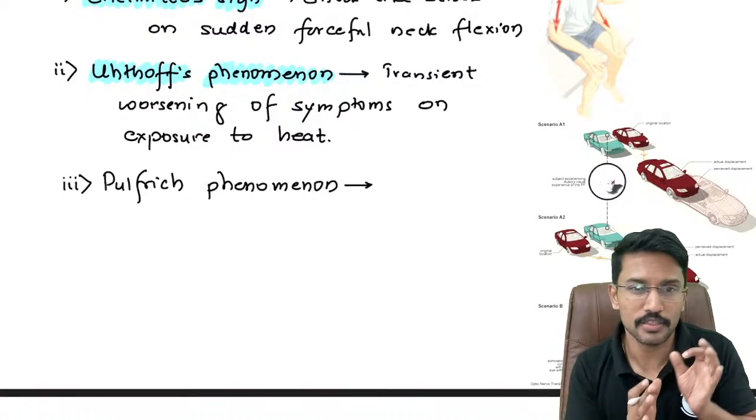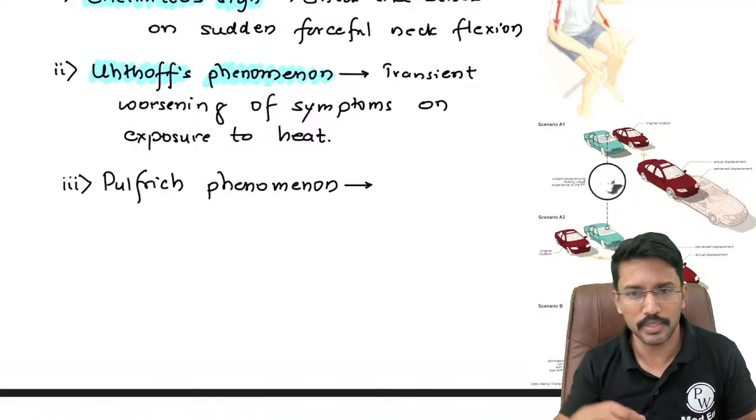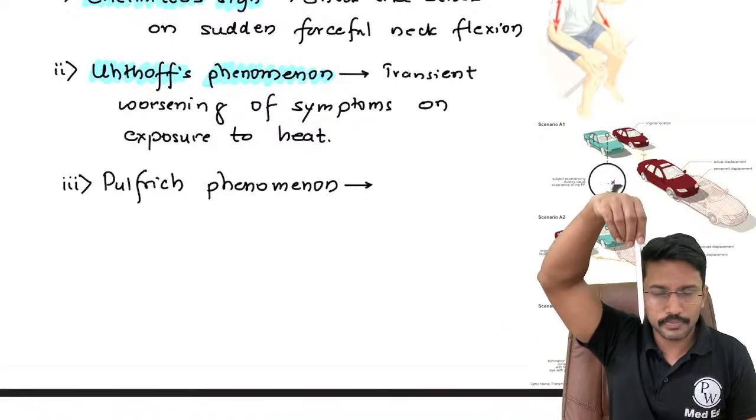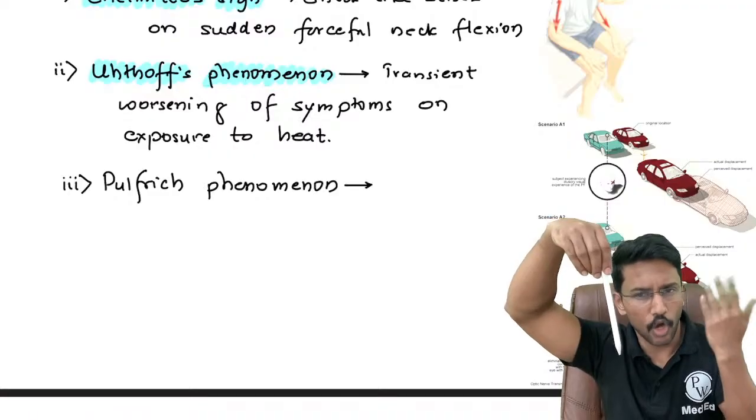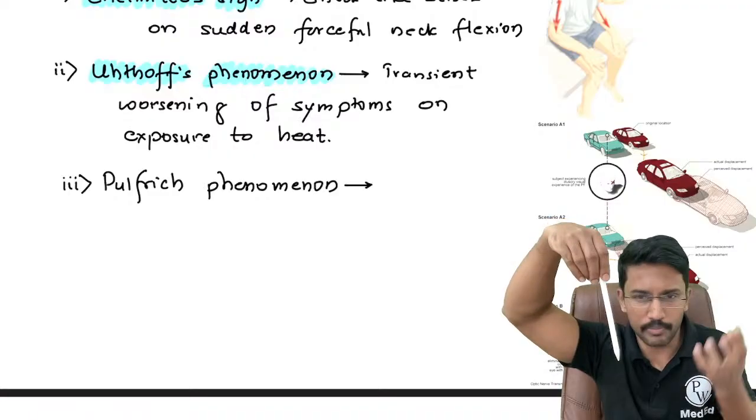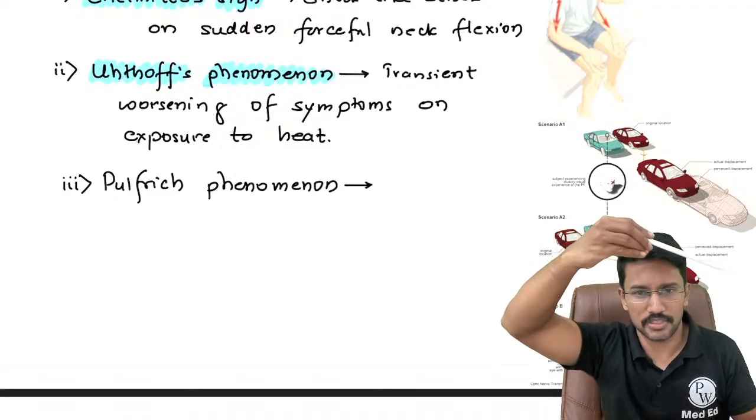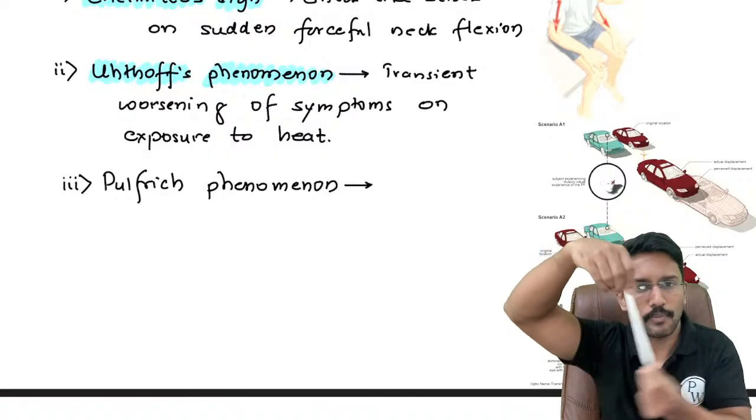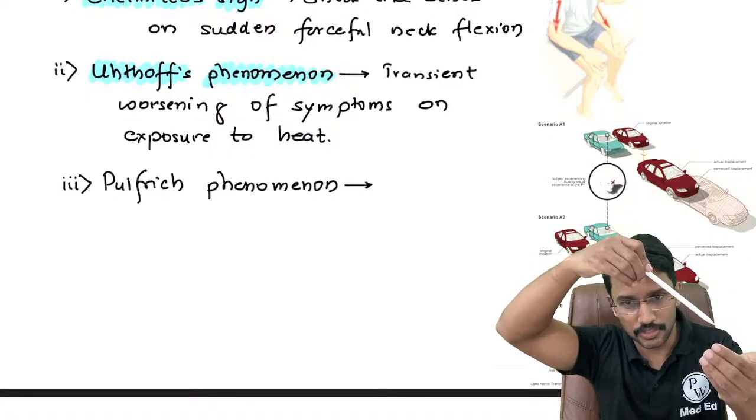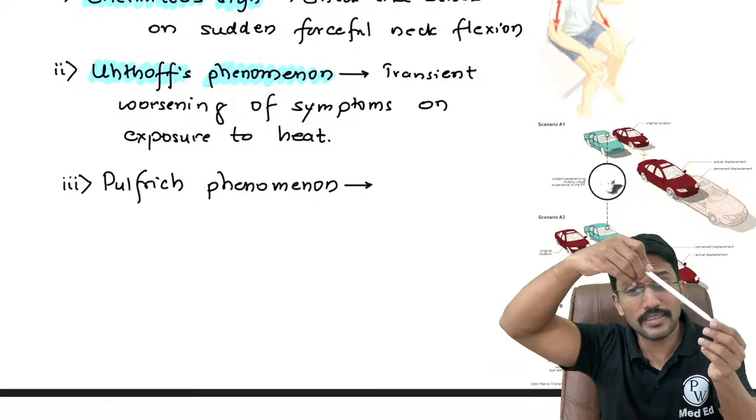Such phenomenon is called as Pulfrich phenomenon. A classical example is, all we have to do is take a pendulum, hold it in front of the patient who is having the unilateral optic nerve demyelination because of multiple sclerosis, and move the pendulum in 2 directions. So right now this movement is left to right, right to left. It's a 2-dimensional movement. But for this patient, it will look like a 3-dimensional event.